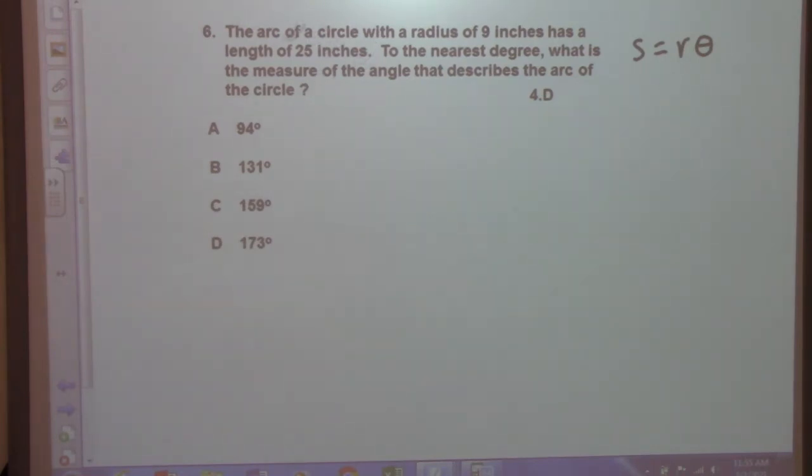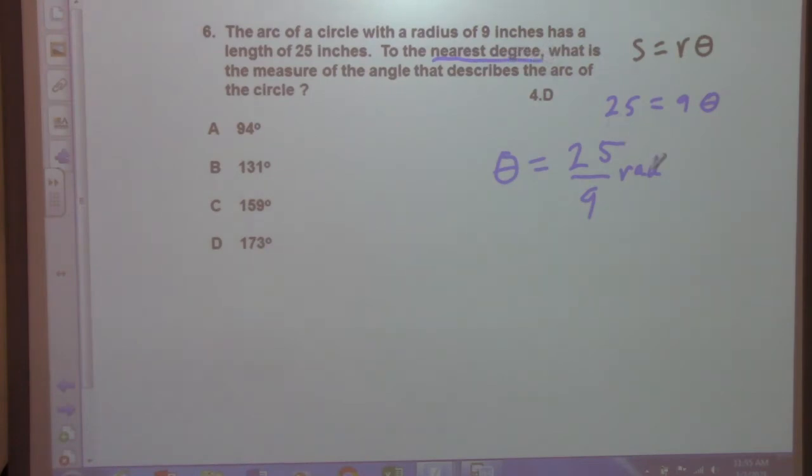And so we want to find the angle. So we're looking for theta. What we do is we take S and replace that with 25. And that's going to be equal to our radius, which is 9, times theta. And so theta is going to be equal to 25 over 9. And that's going to be in radians. And so we want to find it to the nearest degree.